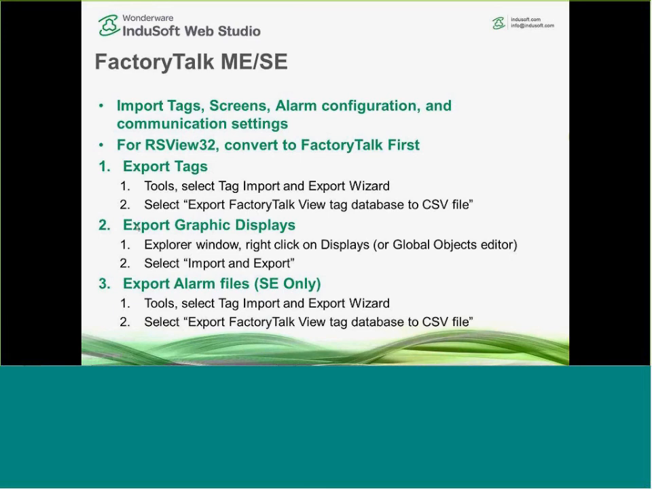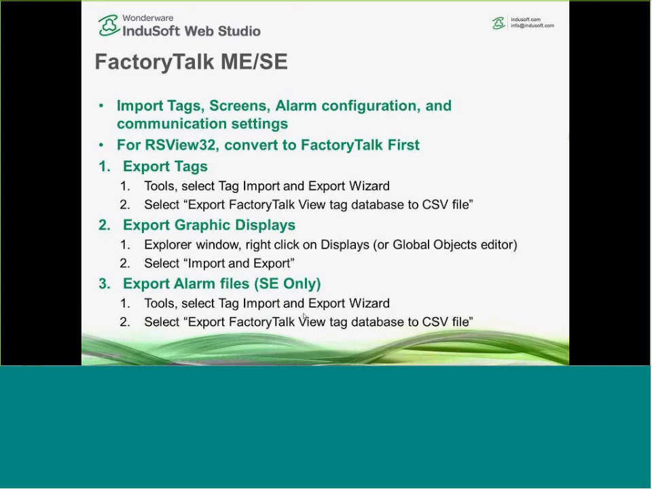Then the next step is to export your graphics displays. And so you can go to the Explorer window within the FactoryTalk tool, right-click on Displays or Global Objects Editor, and select Import and Export, and then follow the steps to export those displays. Next, to get to the alarms, basically you're going to choose the alarm files, very similar to what you did on the tags. In fact, it's going to be basically the same steps. You're going to choose Tag Import Export Wizard and export that tag database to CSV file.